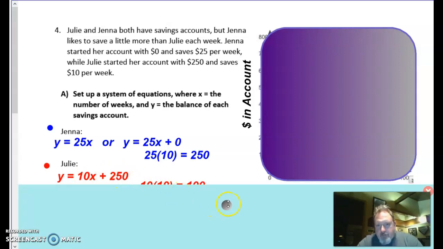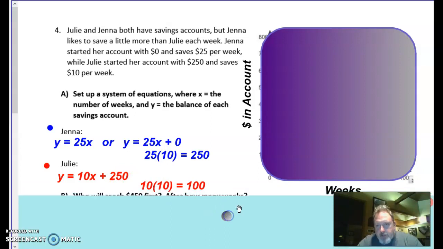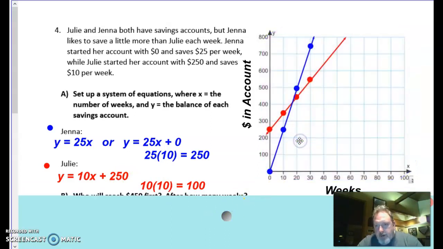So when we graph this, if you notice when we get over here to our graph, our weeks are going up by tens instead of every week. So this is $25 per week, so I did 25 times 10. And that lets me know that her account's going up $250 every 10 weeks. You can see we started at 0, I went up 250 for 10 weeks, up another 250 for 10 weeks, and another 250 for 10.